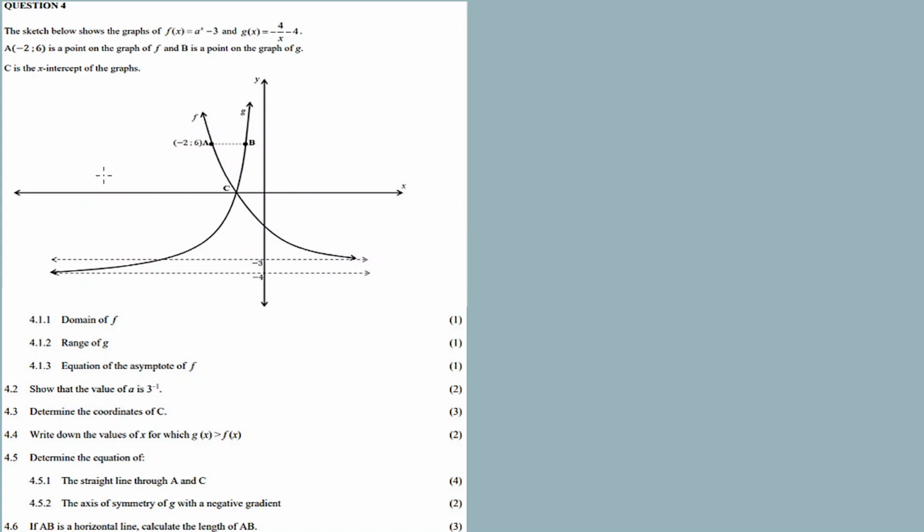But the sketch below shows the graphs of f and g. A is a point on the graph of f and B is a point on the graph of g. C is the x-intercept of the graphs. So these two graphs share a common point, C. A is on f, B is on g.